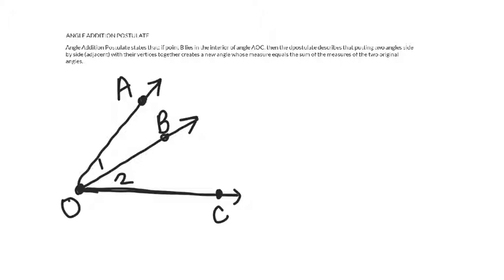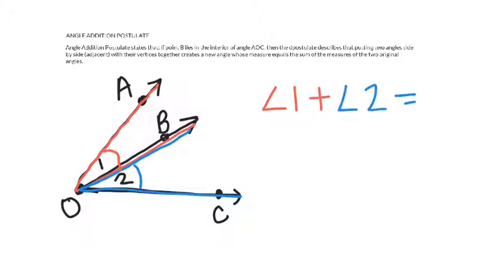So that sounds really complicated, but basically if you take two adjacent angles, for example angle 1 here is adjacent to angle 2, angle 1 and angle 2 are right next to each other. If I add those together, if I take angle 1 plus angle 2, I will get the entire big angle. So I would get AOC.